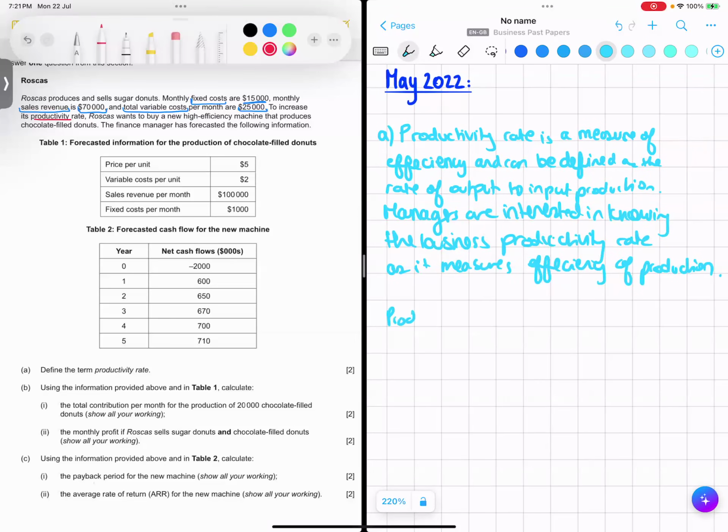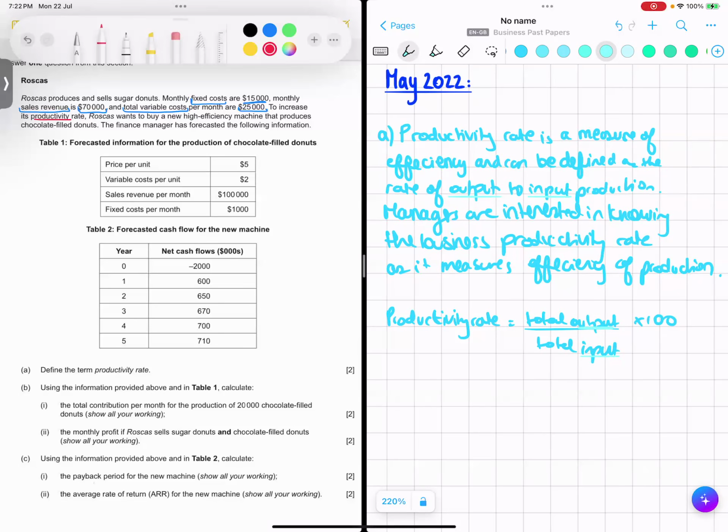So productivity rate is equivalent to total output over total input times 100. This is a perfect answer because it shows that you understand what it means and you talk about both inputs and outputs. You have to make sure you mention inputs and outputs. Here you mentioned output to input, so make sure it's all over your answer because these are the keywords for productivity rate.